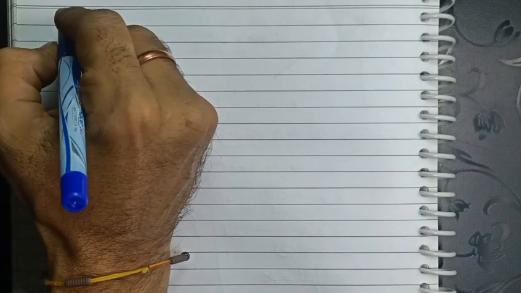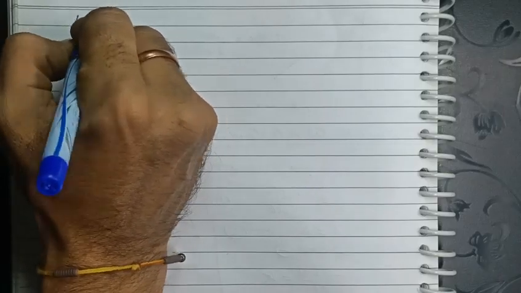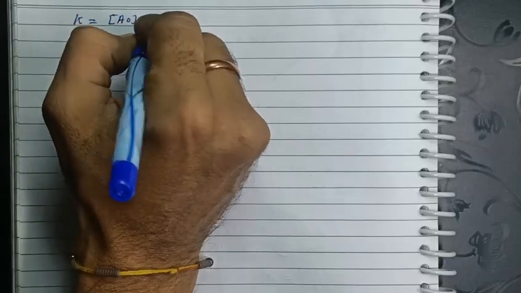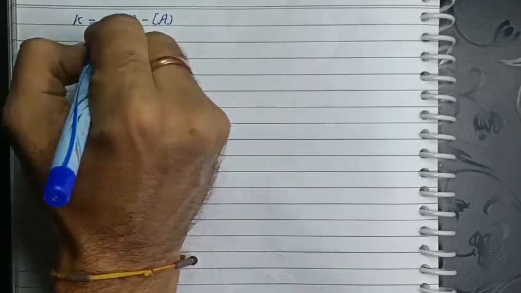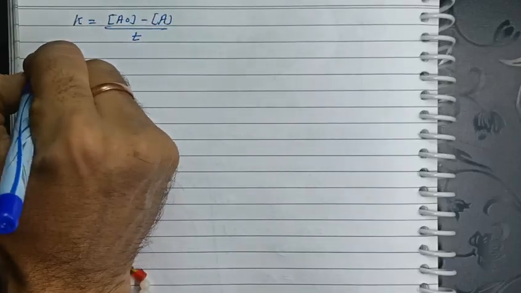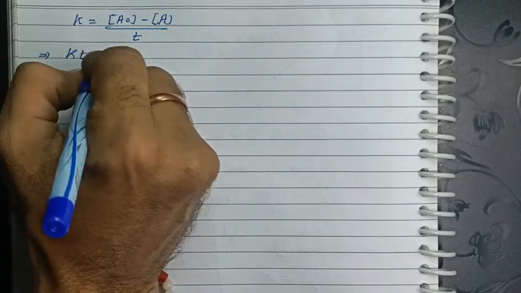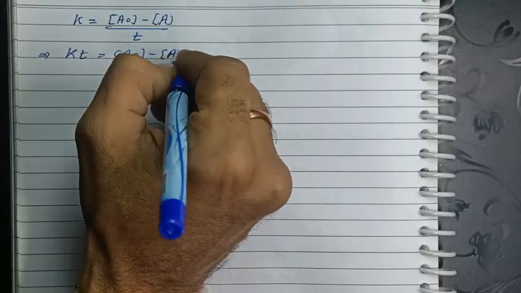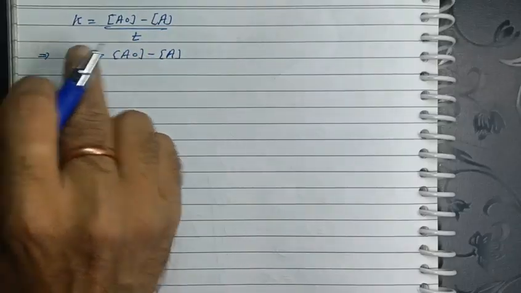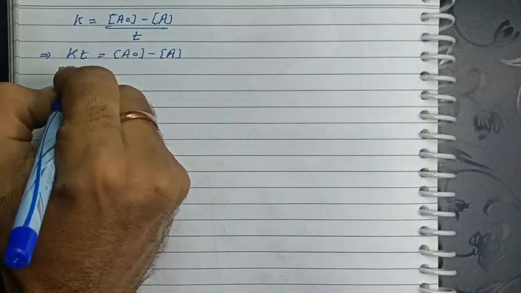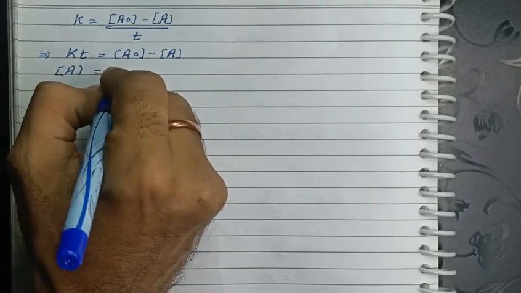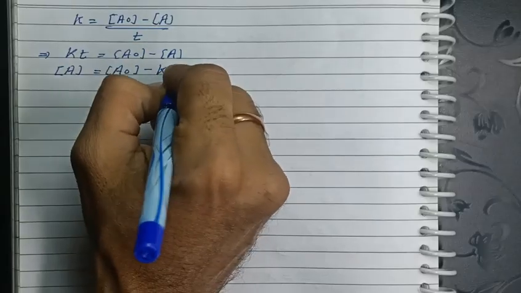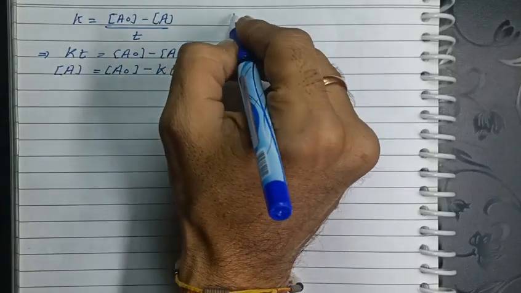Now again for zero order reaction, K is equal to A0 minus A upon T. Kt is equal to A0 minus A. A को इस तरफ और Kt को यहाँ ले जाते हैं, it becomes A is equal to A0 minus Kt.